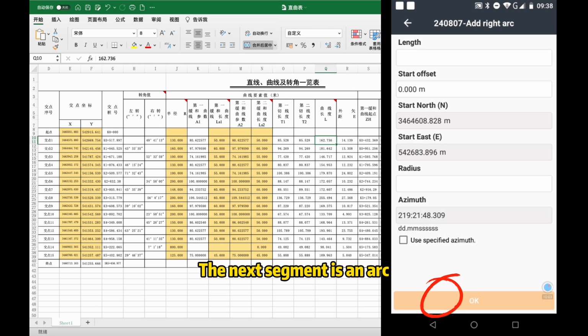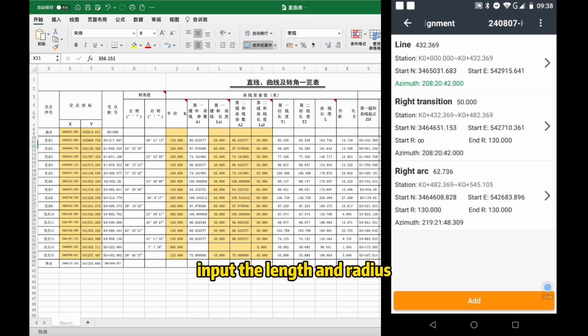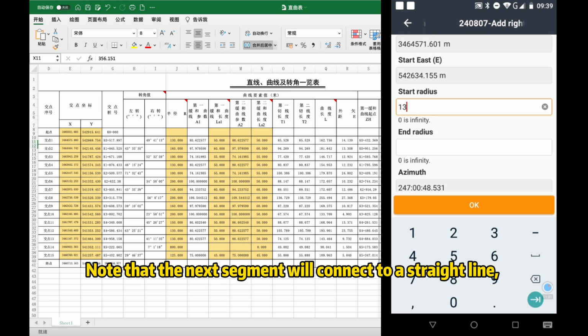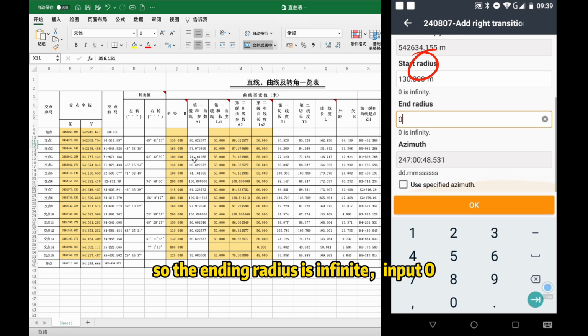The next segment is an arc. Input the length and radius, then move on to the exit transition. Select right transition, enter the length and starting and ending radii. Note that the next segment will connect to a straight line, so the ending radius is infinite, input 0.